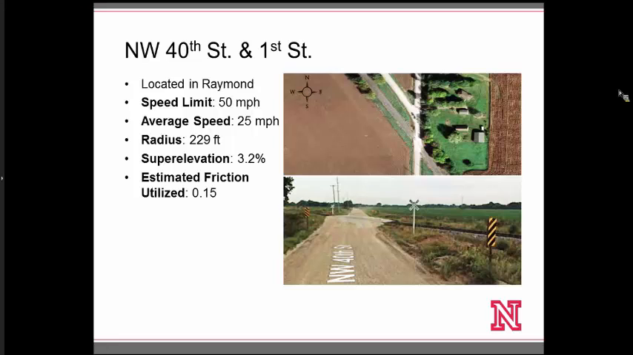My last site was Northwest 40th Street and 1st Street. This is in Raymond. This one is a gravel road compared to the other ones that were paved roads. Here your posted speed limit is 50 miles per hour, but since it is a gravel road, you're going to go slower. So the average speed was 25 miles per hour for the site. You have a very small radius compared to the others, a super elevation of 3.2%, and your friction was 0.15.